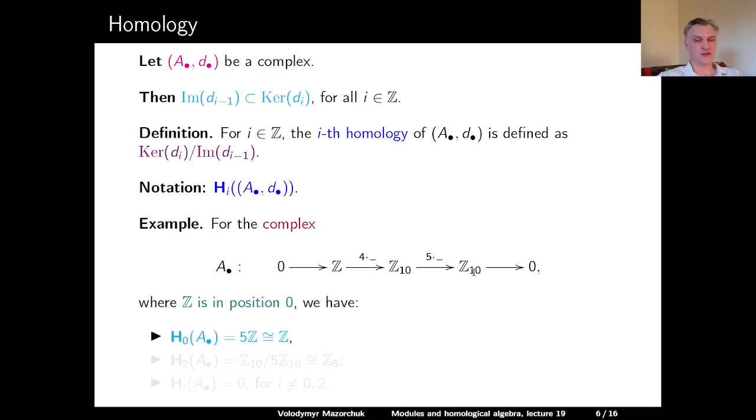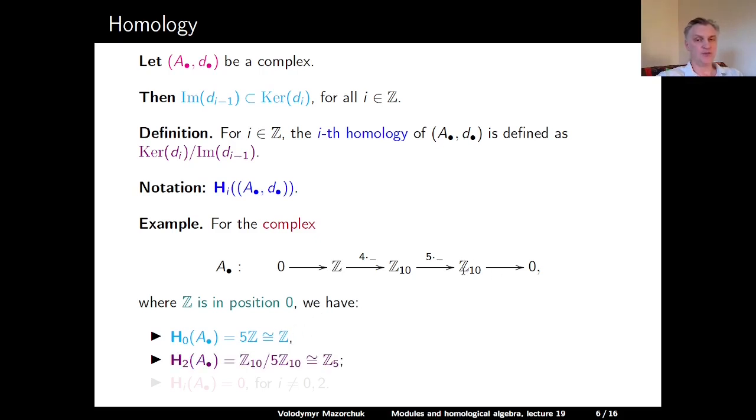And here is the homology of this complex. In position 0, and this is the position of z, the elements which go to 0 in z10 are exactly the integers divisible by 5. So the homology here consists of all integers divisible by 5. This is a kernel, and the image of the 0 map is 0. So the homology is the group 5z, which is a subgroup of z, and it is isomorphic to z.